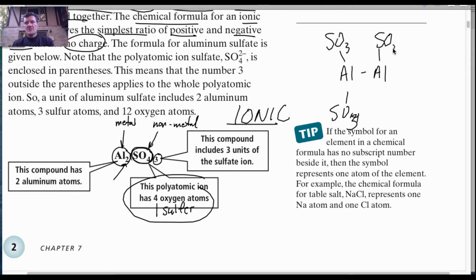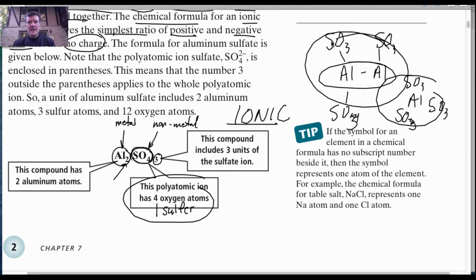Okay? So you have to imagine you've got 2 aluminums bonded with, it's probably actually more like an aluminum surrounded by the SO3s like this. Okay? And then you've got another aluminum surrounded by SO3s. So somehow you've got positive and negative ions and they're surrounding each other in this ionic compound.